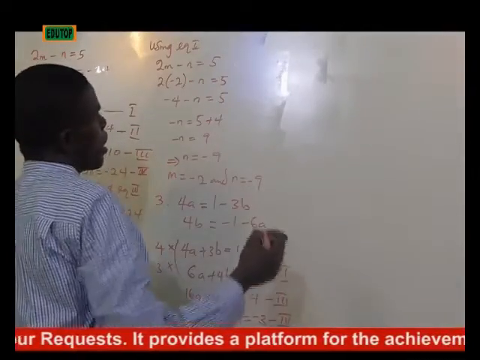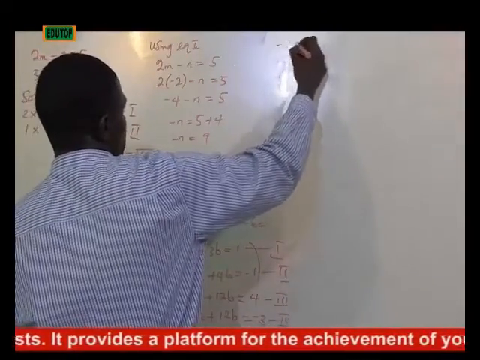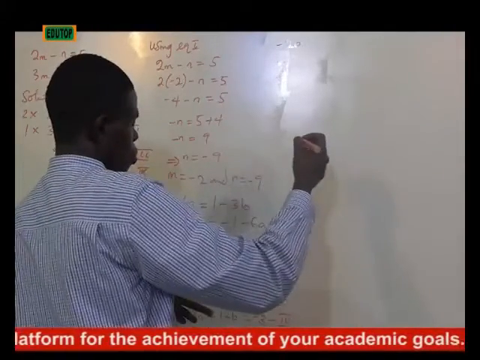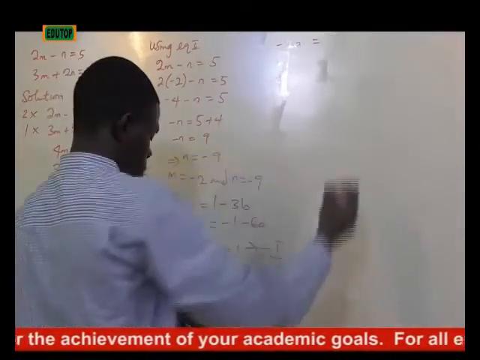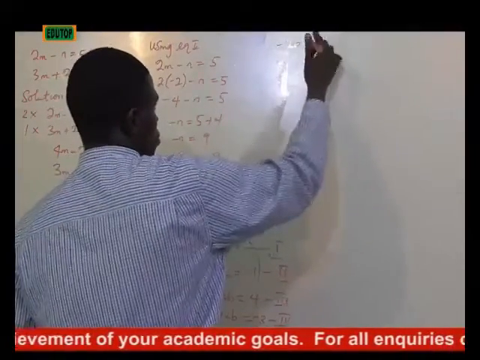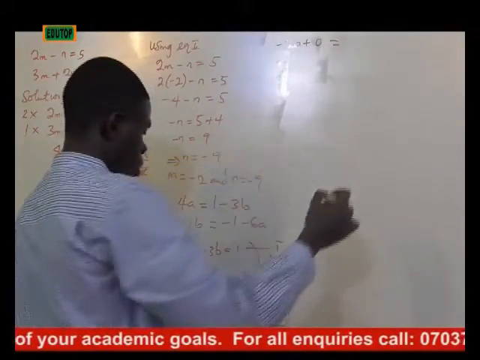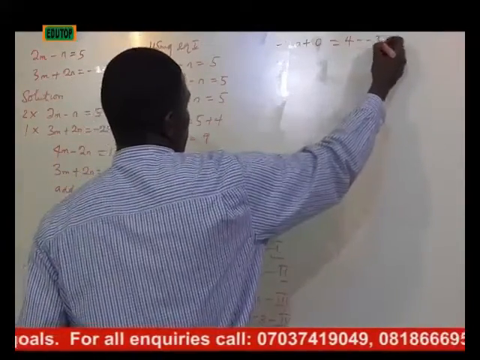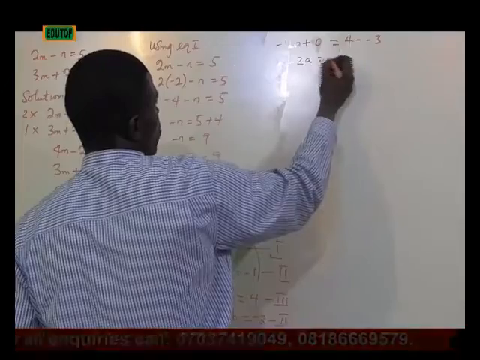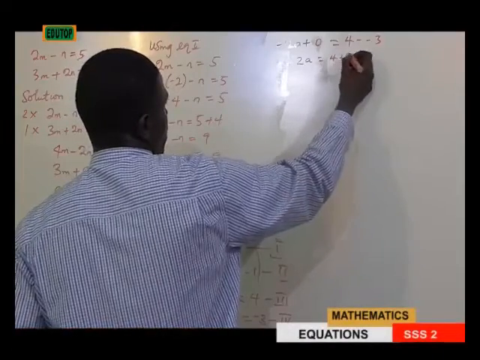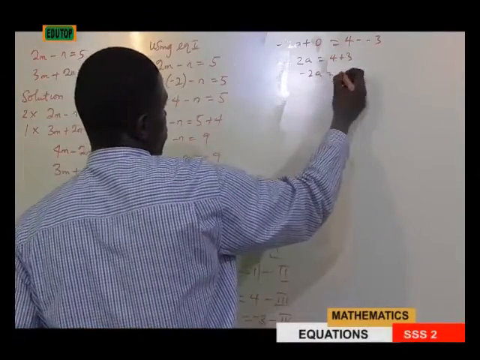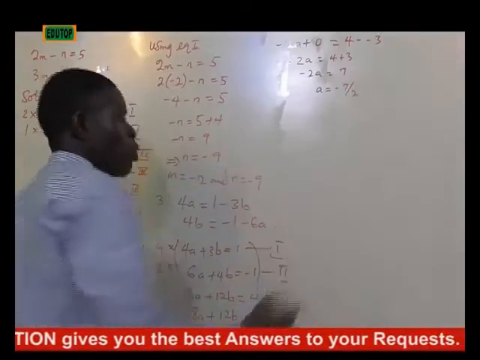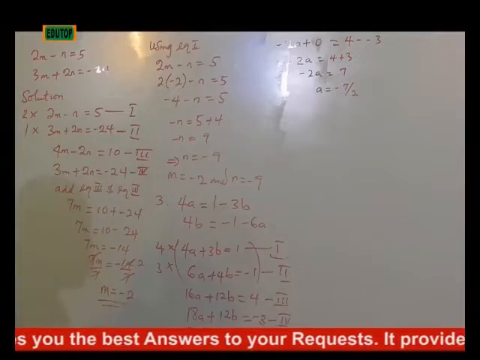16a minus 18a, that's minus 2a. 12b minus 12b, that cancels. Then that becomes 0, so I have plus 0, equal to 4 minus minus 3. So I have minus 2a equals 4 plus 3, and minus 2a equals 7. So then maybe my a will be minus 7 over 2 by dividing both sides by 2.